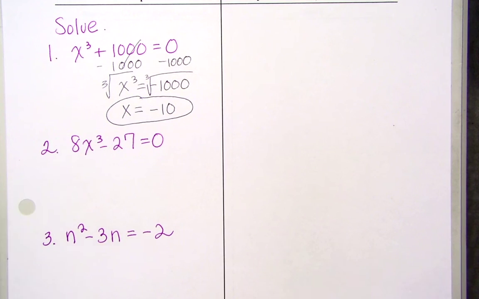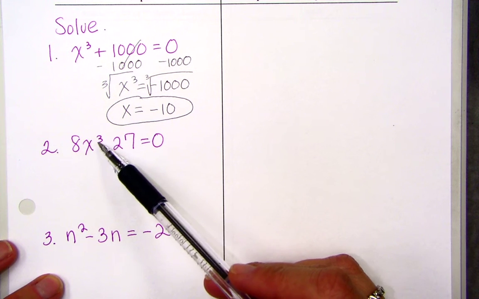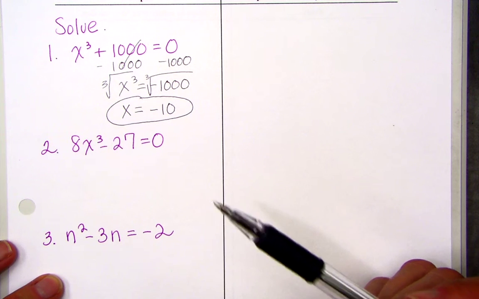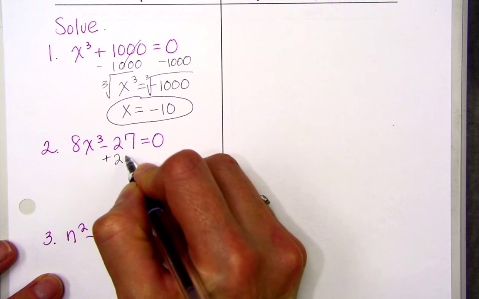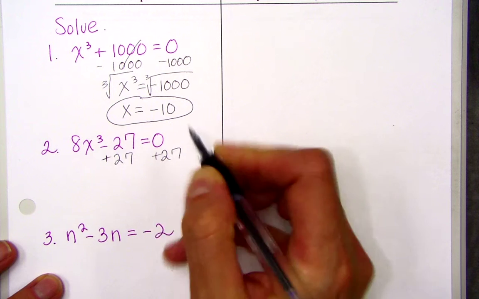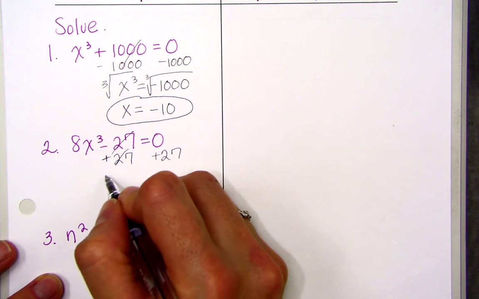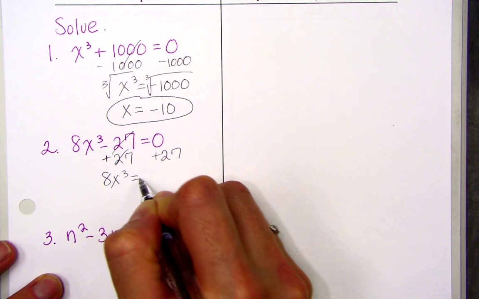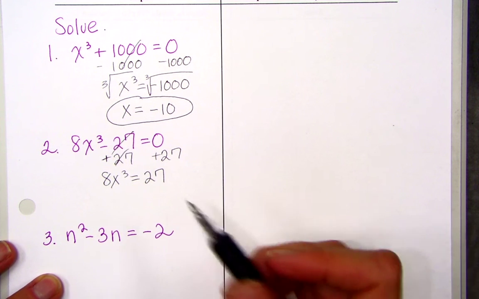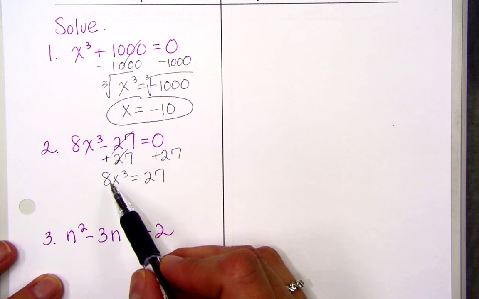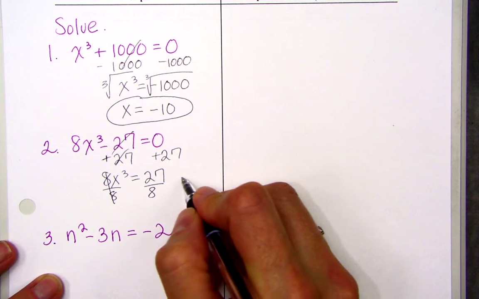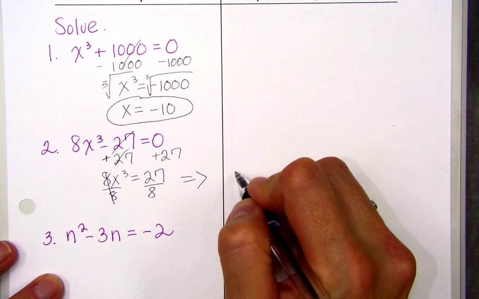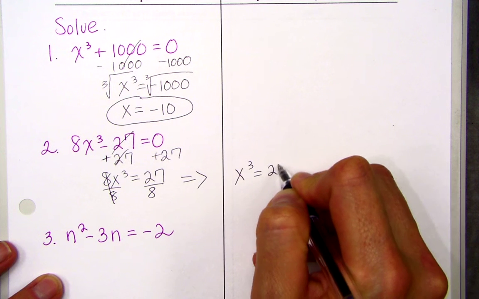The second example, 8x cubed minus 27 equals 0. Once again, we only see one variable, x cubed. So we're going to isolate that, get it by itself. And we're going to do that by adding 27 to both sides. Then we would have 8x cubed equals 27. Then notice in this one that we have a coefficient here, so we do want to divide by 8. These cancel. I'm going to work this way. I didn't leave myself much space. So that would be x cubed equals 27/8.